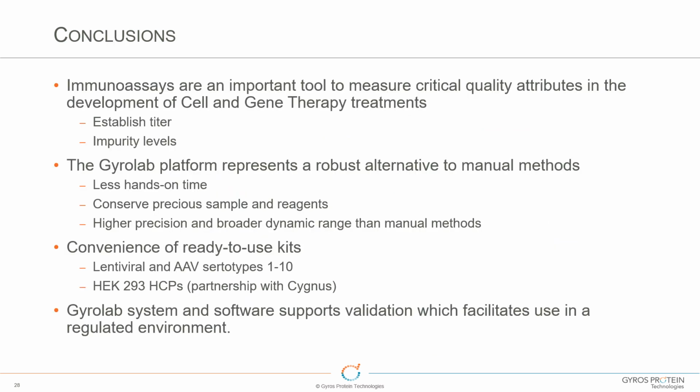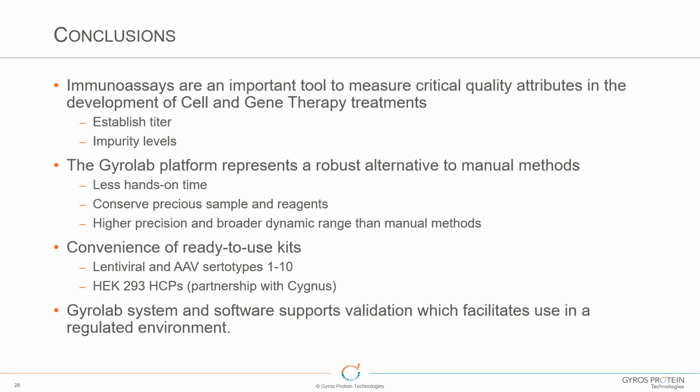Well, in today's talk, we've talked a bit about how immunoassays are really an important tool in the cell and gene therapy area, and to automate and speed the process of manufacture of these critical therapies that are delivering really huge benefits to patients. We've shown that I think having an automated method helps to establish titer and impurity levels. And the Gyrolab really represents a robust alternative to manual methods. Yeah, and the large dynamic range makes it easier to get samples in range first time, so it does conserve precious samples and reagents, which is very important.